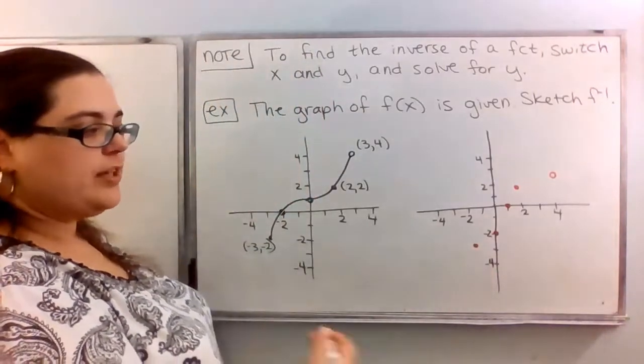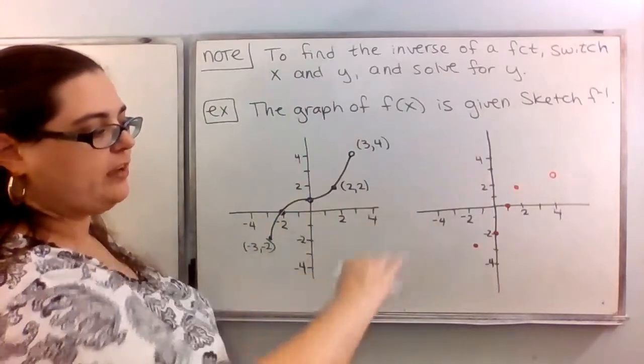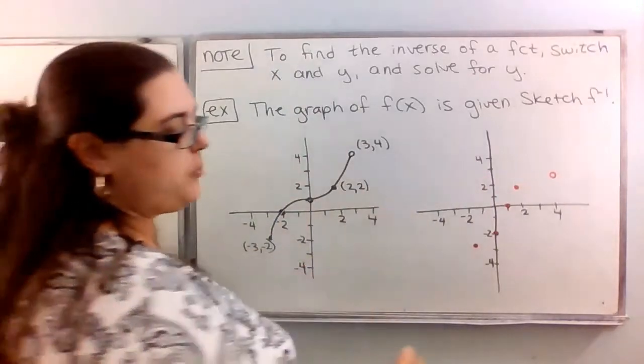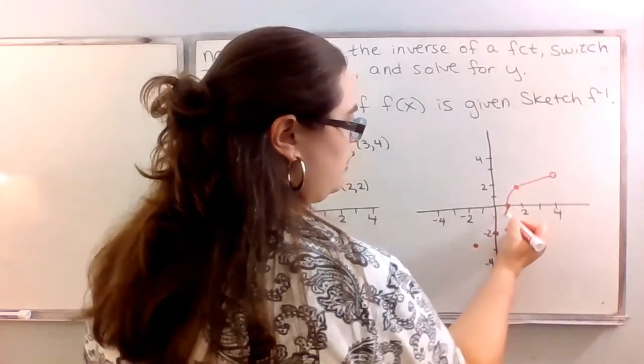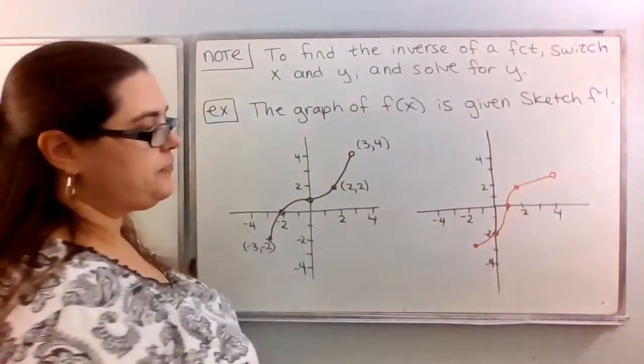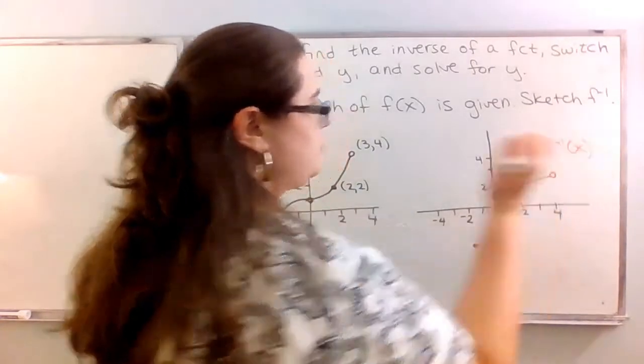And then we're going to connect the points. This was a nice curvy function, so we will make sure we have a smooth curve over here. So we're going to connect our points like that. And this is f inverse of x.